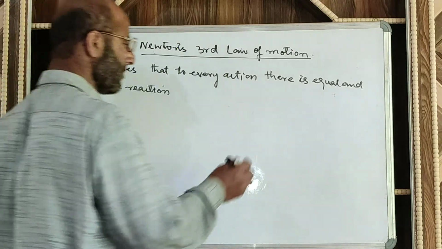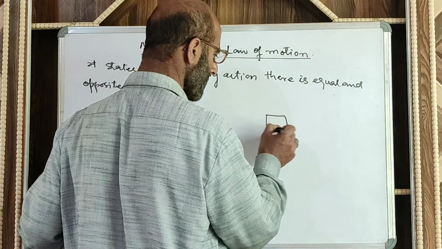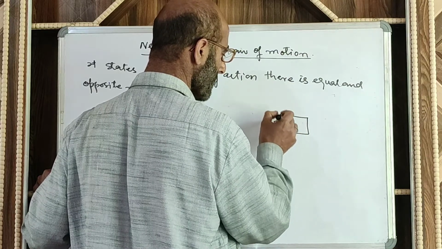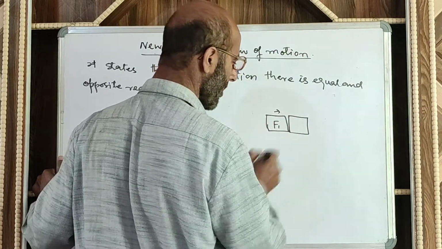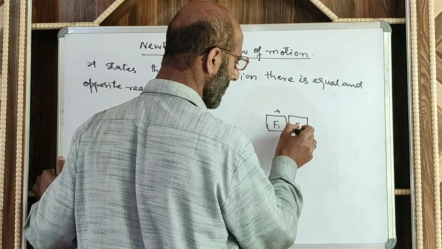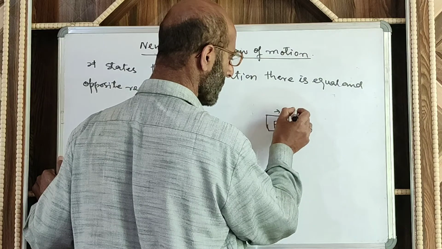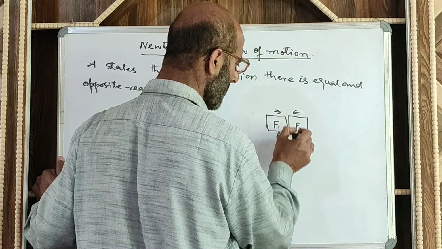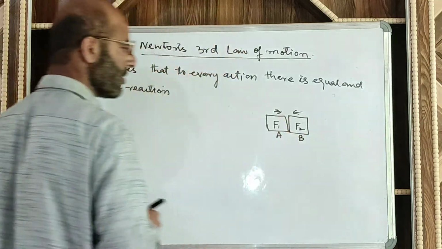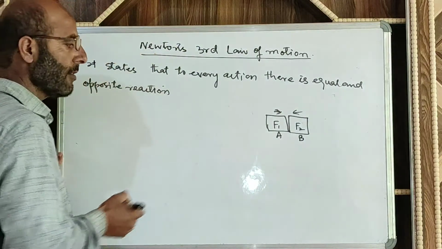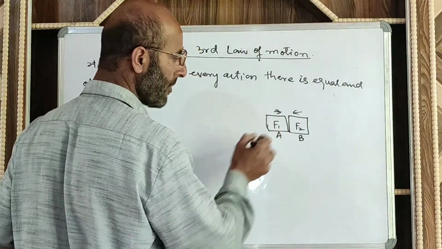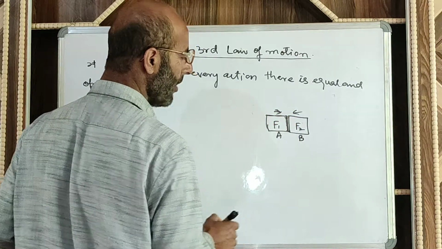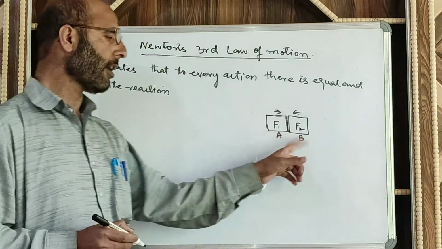For example, if there are two bodies, this is one body and this is the second body, this body applies F1 on this body and this body applies F2 on this body. So body A applies force F1 on body B, and body B applies force on body A. The force applied by body A will be called action. The force applied by body B on body A is called reaction. So these two are always equal and opposite.